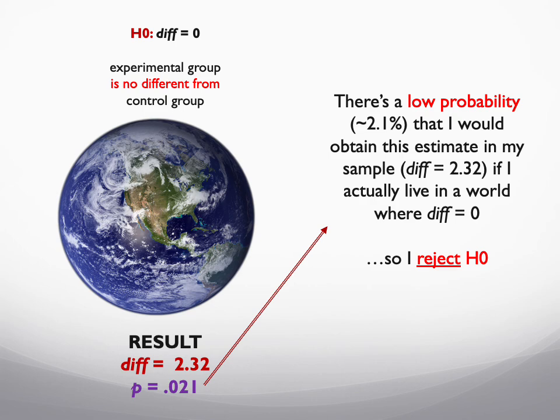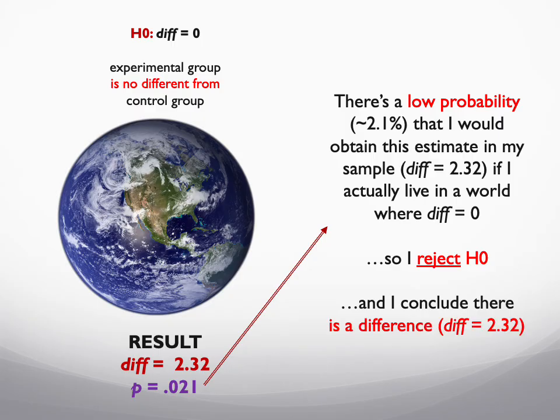So in this case, I'm rejecting my null hypothesis. It's unlikely that I live in this world of the null hypothesis. And I conclude that there is a meaningful difference between these variables, and I'm estimating that difference to be about 2.32. And in doing so, by falsification, in a roundabout way, I'm obtaining evidence for my research hypothesis that scrolling TikTok, relative to sitting quietly, is going to lead to more attention problems.